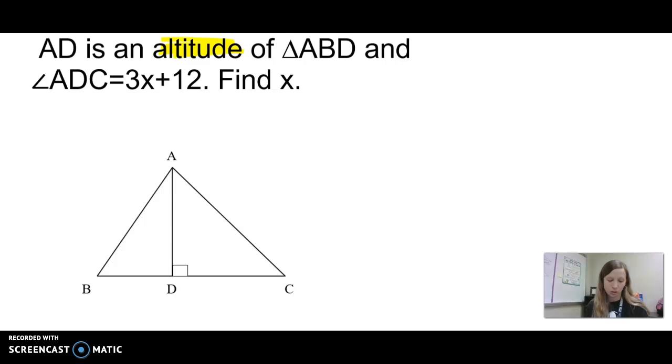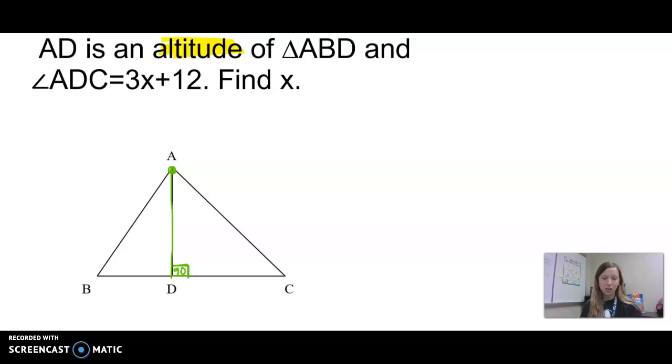An altitude is when you start at a vertex of the triangle and you draw a segment that is perpendicular to the opposite side. When I say perpendicular, I mean that it intersects that side at a 90-degree angle, a right angle. So we know that this angle right here is 90 degrees.